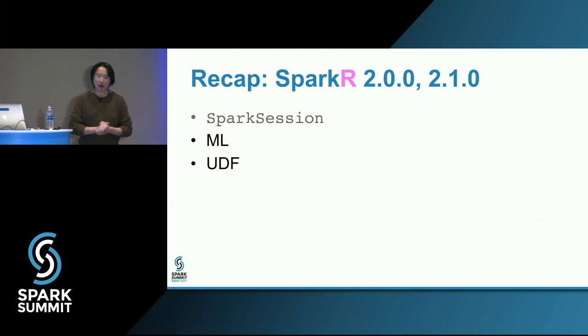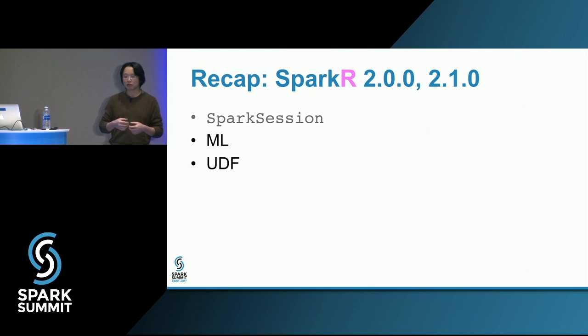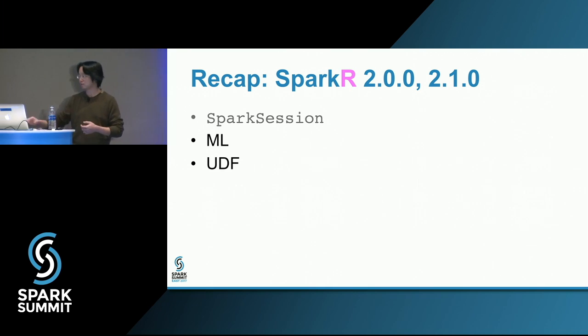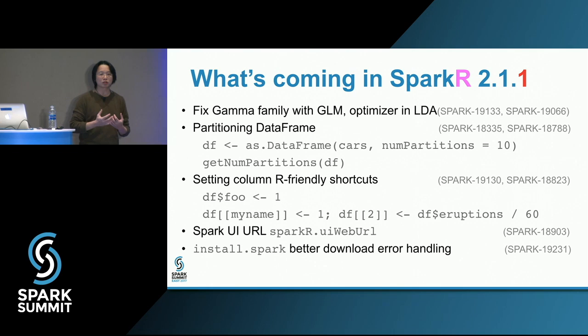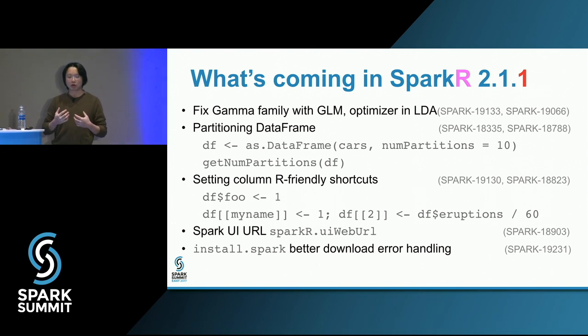And to recap, in SparkR 2.0, we added Spark session support, much richer ML machine learning models, and we also have UDF support. But what's coming in Spark 2.1.1? In Spark 2.1.1, we fixed a number of bugs related to GLM and LDA. We added partitioning support for data frames. So it makes it easier if you're working with a native data set to start with, you want it to be already partitioned the correct way before you start joining with other data sets and so on.